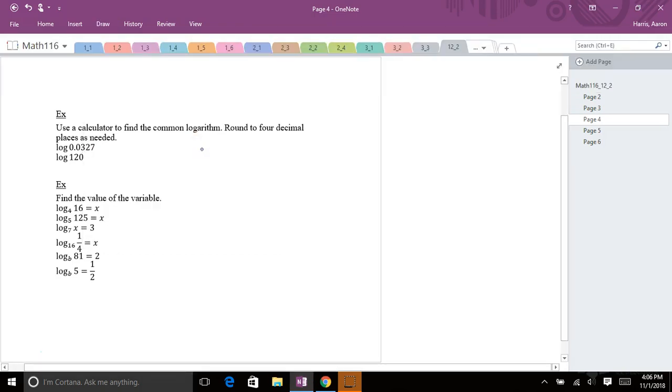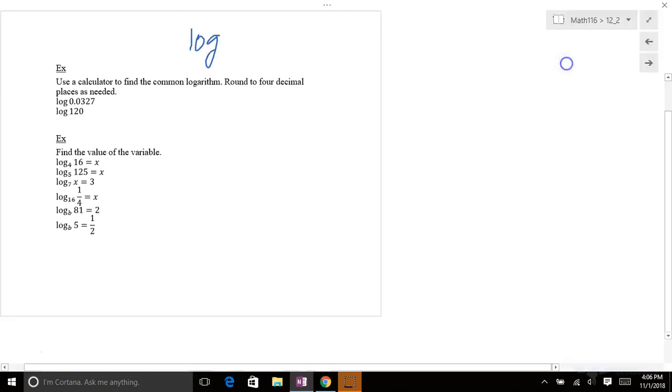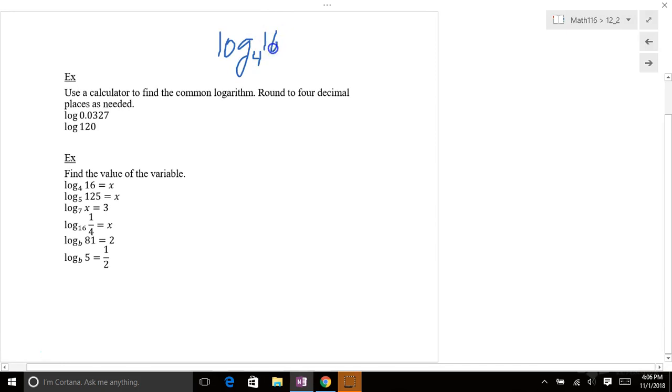So log base 4 of 16 equals x. So you're going to go ahead and solve for x. So 4 to the x has got to be 16. X has got to be 2 because 4 squared is 16. So x is 2.